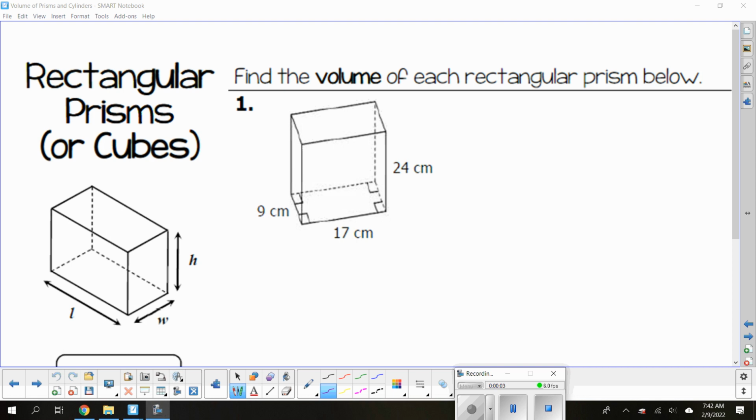Today's lesson, we're going to cover the volume of prisms and cylinders. So just keep in mind what we worked on yesterday with classifying our different solids. We're just going to be working with prisms and cylinders, like I said.